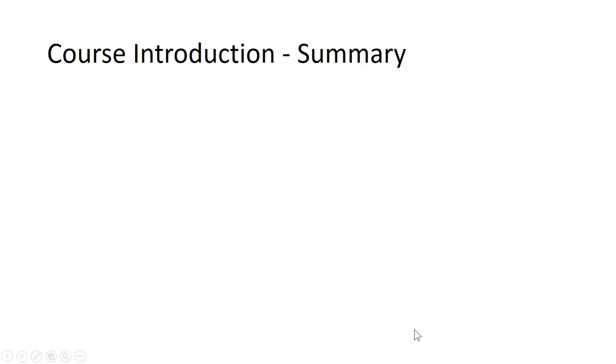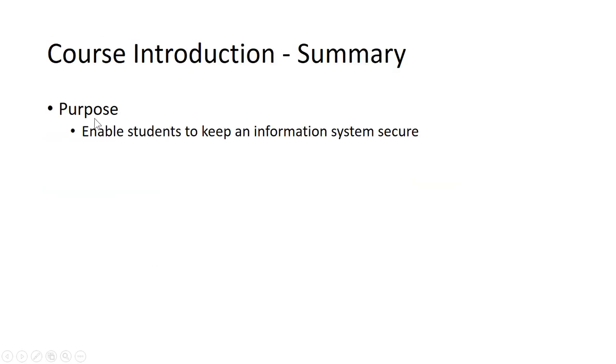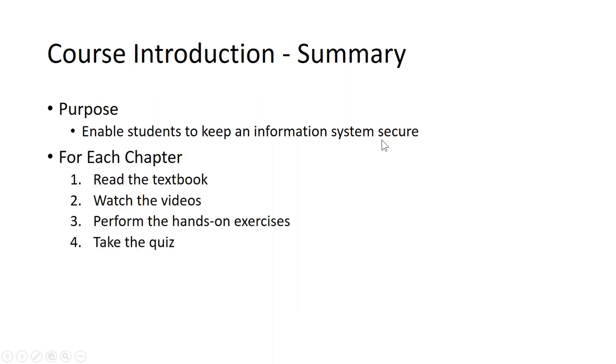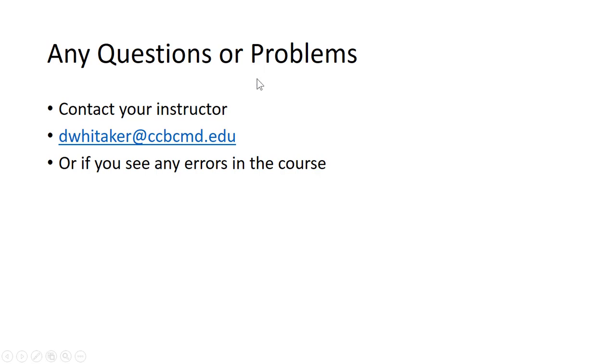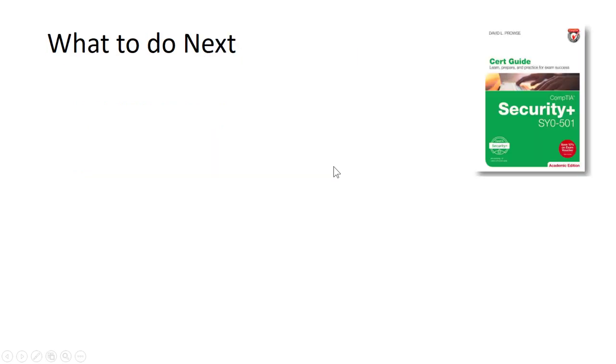In summary, the purpose of the course is to enable students to keep an information system secure. And for each chapter, you got 4 things to do. Read the textbook, watch the videos, perform the hands-on exercises, and take the online review quiz. If anybody has any questions or problems, please email me, or if you see any errors in the course, please let me know so I can fix them.